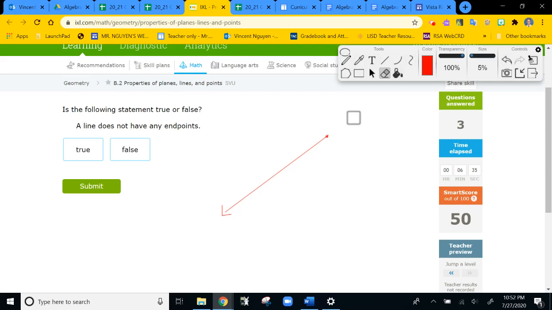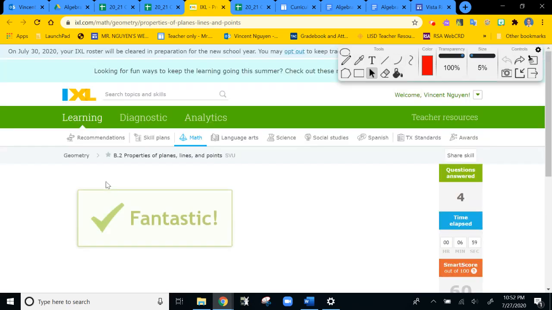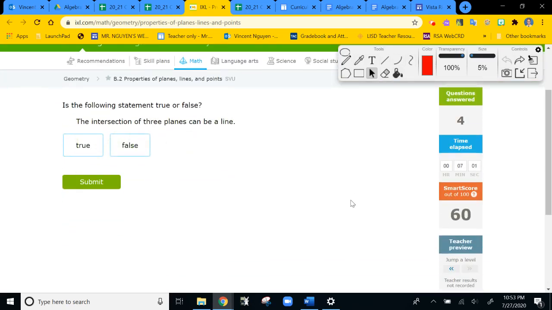So a line does not have this, because if it did, that would become a ray. So I'm going to say this is a false statement. Sorry, this is a true statement, because it says a line does not have any endpoints. That is correct. They don't have endpoints because they extend indefinitely. Okay, so submit. Sorry about that.